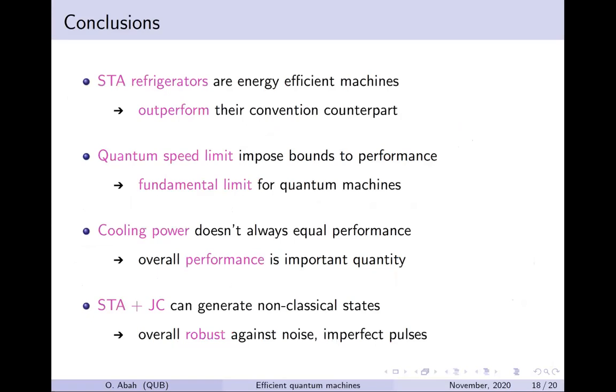So in conclusion, I have tried to show you that the refrigerator efficiency can be better if we use a shortcut protocol. And then I showed you that the quantum speed limit also imposes some bounds on the performance of quantum machines, and cooling is not always equal to power. So it's always good to look at the overall performance whenever you use this kind of shortcut protocol. And lastly, I also showed you that we can combine the shortcut protocol and the Jaynes-Cummings model to generate non-classical states. And this is quite robust against noise and many imperfect pulses, as we studied.